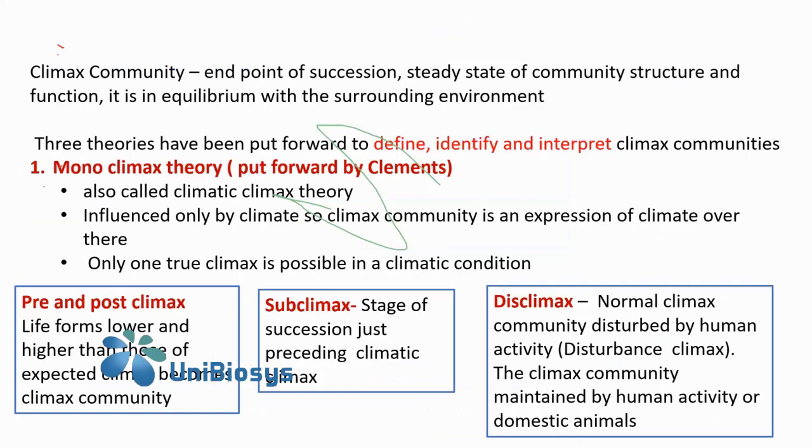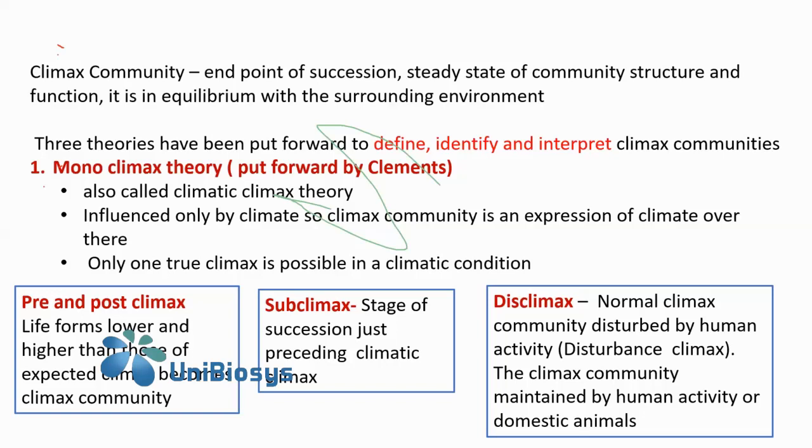Then the climax community: now you all know it is the end of succession. It's a steady state, an equilibrium state. To define, identify or interpret this climax community, some theories have been put forward. I have not seen this part in many questions, but you never know, they may ask. So you have to concentrate on this part also. Three theories have been put forward: monoclimax theory, polyclimax theory, and climax pattern theory.